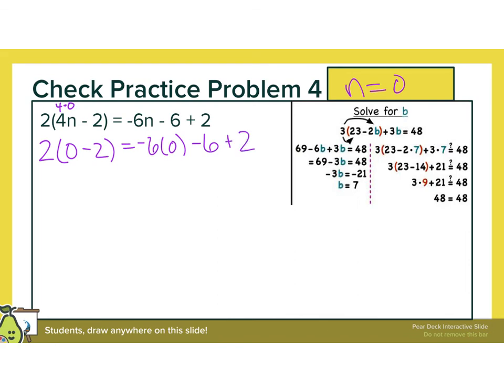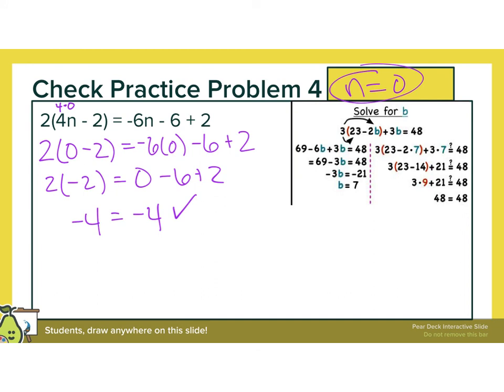Bring down the 2. So this is 2 times -2, because 0 minus 2 is -2. And then this is just 0 minus 6 plus 2. So we get -4. And then -6 plus 2 is -4 as well. Answer checks out. We were correct.